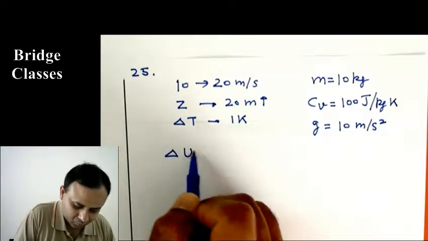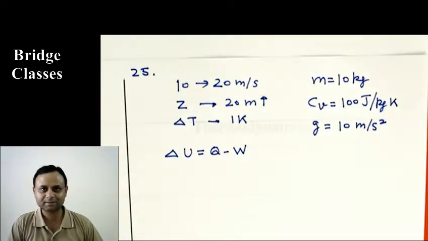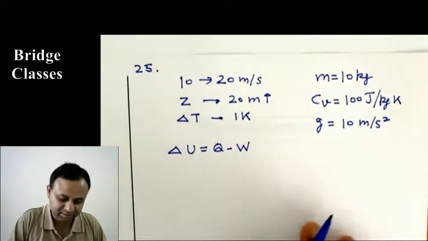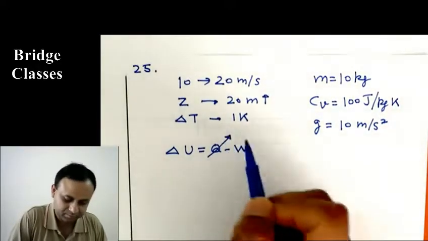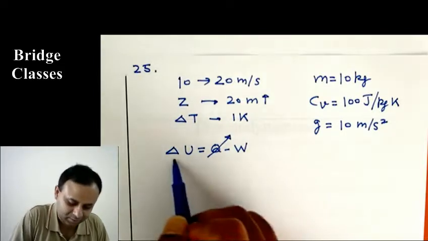Delta U is Q minus W. Okay, is this right in this case, this equation? The problem says the system is insulated, so Q is 0. That's fine. But delta U equals Q minus W. Actually, this is not right.